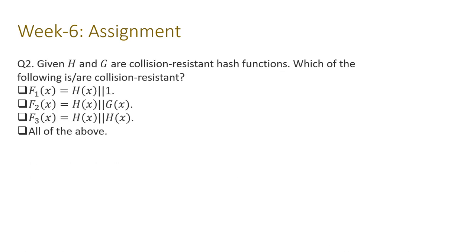Coming to the second question: given h and g are collision resistant hash functions, which of the following is or are collision resistant? I think this kind of question was already discussed in the week 6 topics. So would anyone like to answer? The first function is given as f1(x) equal to h(x) concatenated with a single bit 1. Given h(x) is a collision resistant hash function, is f1(x) also collision resistant?